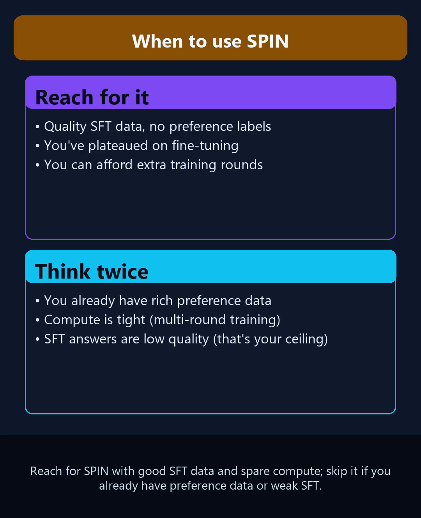So, when should you reach for it? Reach for SPIN when you have quality fine-tuning data but no preference labels, when you have plateaued on fine-tuning, and when you can afford a few extra training rounds. Think twice when you already have rich human preference data, since DPO or GRPO may be simpler and stronger. Think twice if compute is tight or if your fine-tuning answers are low quality, because the ceiling is your human data.